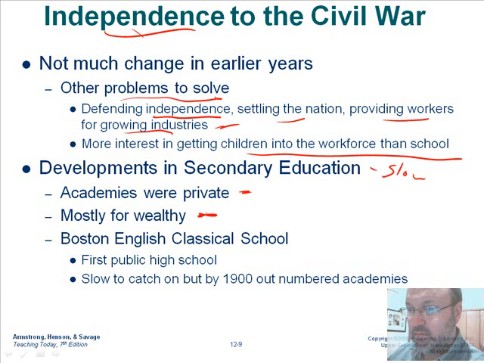And then there was this invention called the Boston English Classical School, which was the first public high school, low cost, kind of slow to catch on until about 1900. Then the high school started to outnumber the academies. But it might be on the test. What was the first public high school? The Boston English Classical. Classical meaning just regular stuff.